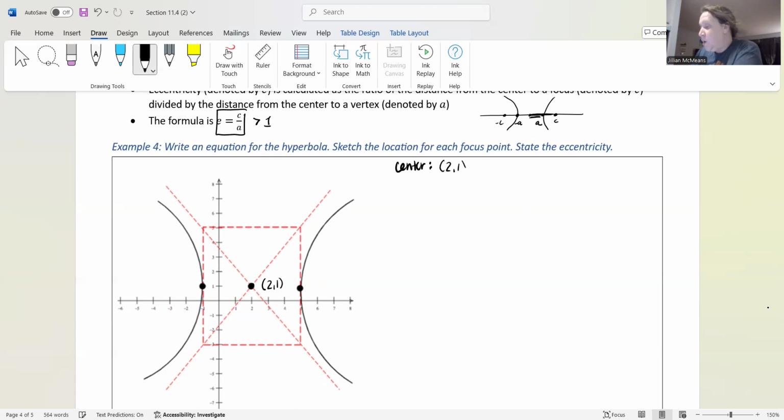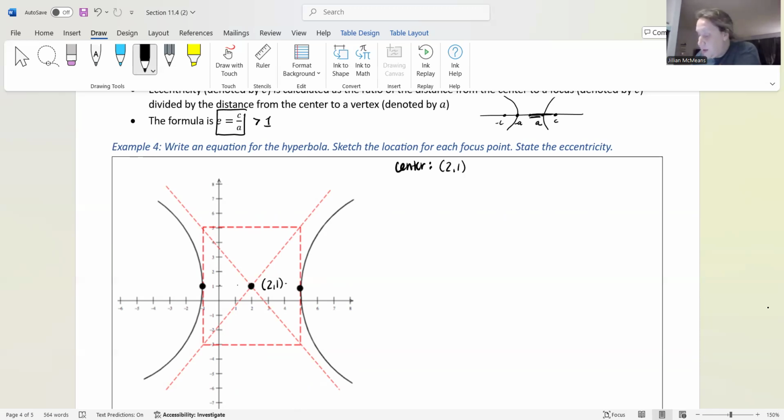We also have the vertices. We can see that from the center, we went back 1, 2, 3 units, and then we went forward 1, 2, 3 units. So from the center to the vertices, we have a length of 3 units. But we need to know the actual ordered pairs here.